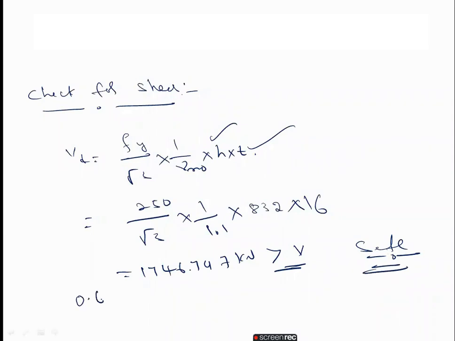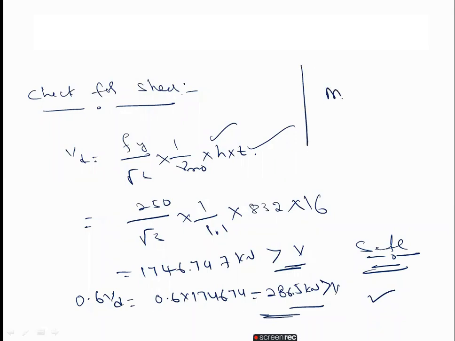Even you will check 0.6 Vd also. So 0.6 into 1746.74, if you calculate, you will get 286.5 kilonewton. It is also greater than V. So then it is safe, and whatever the calculated Md value is correct. If it is a check for shear, whatever Vd value we calculated should be greater than V. Otherwise, you won't get the answer. So next, check for deflection.